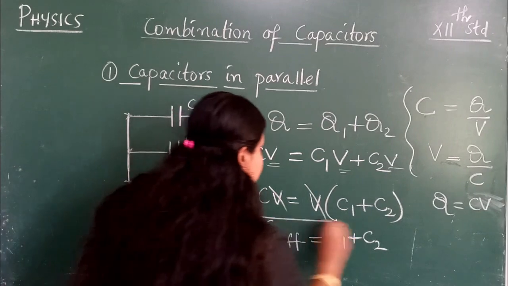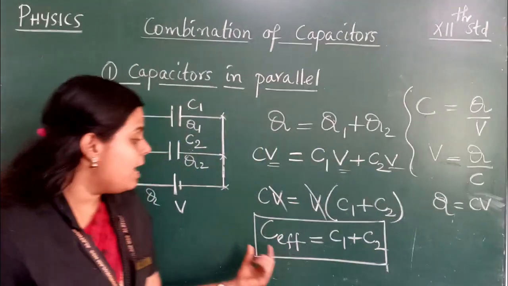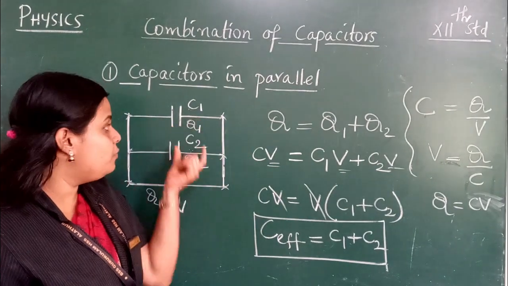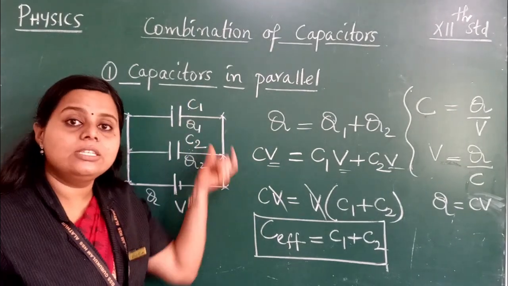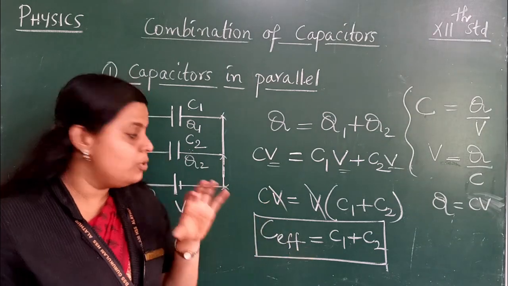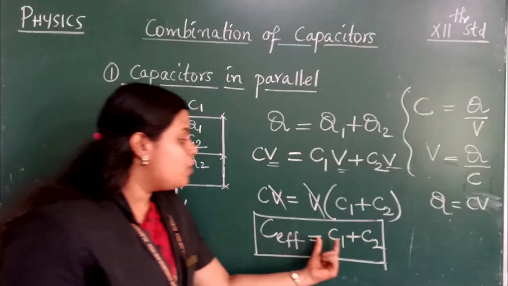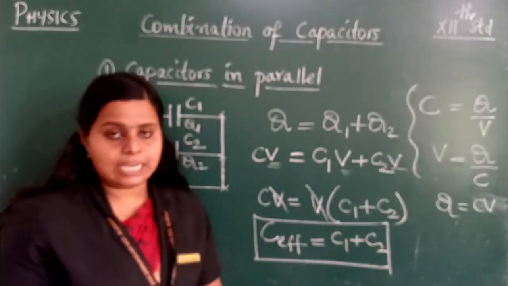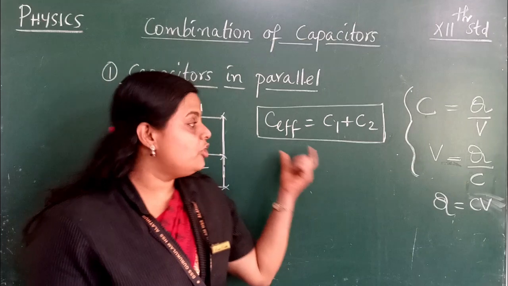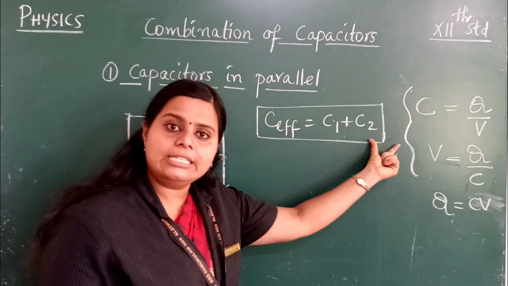So this is the total capacitance or the effective capacitance of a circuit in which we have connected two capacitors in parallel. Now, what is the effective capacitance of a circuit with two capacitors connected in parallel? C effective is equal to C1 plus C2. So the effective capacitance of a parallel combination is C effective is equal to C1 plus C2.